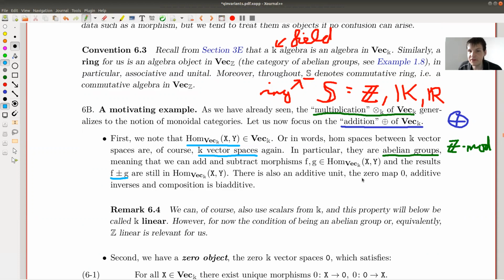There is an additive unit, there's a zero map, there's an additive inverse, minus F, and slightly less obvious, but actually completely obvious, though maybe not the first thing you would write down, composition is bi-additive. So these are the points, right? It's an abelian group. You can add things. There's a unit, a zero. You have additive inverses, and slightly less obvious, your composition is bi-additive.